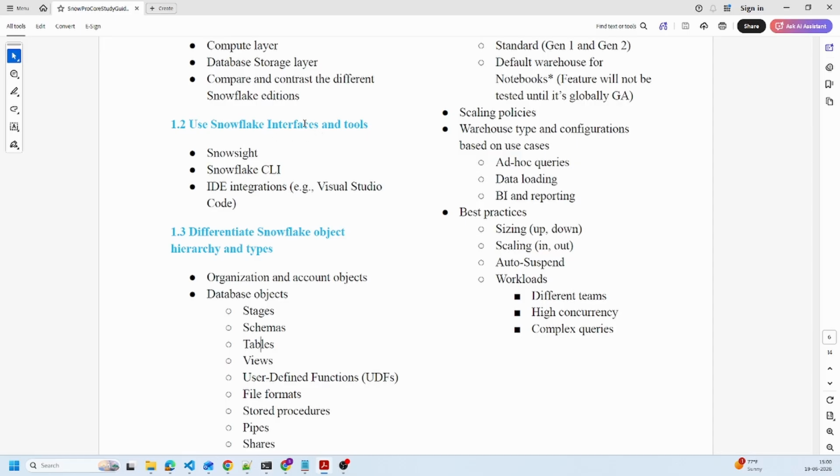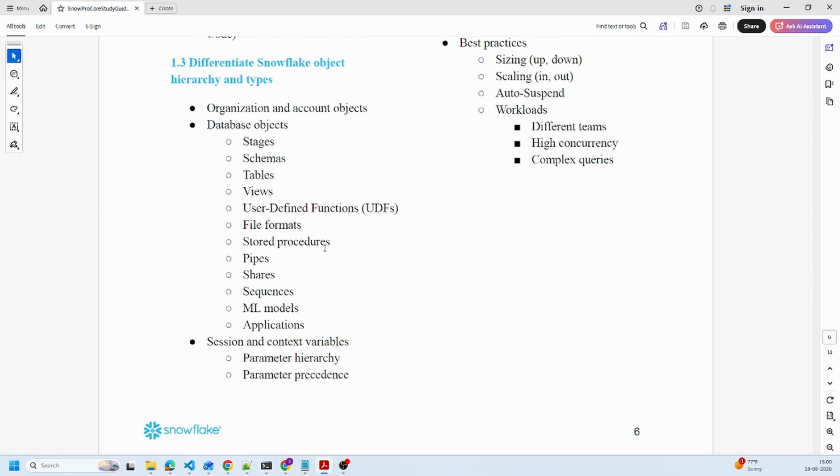Now let's switch gears a little and talk about interfaces and tools, because Snowflake isn't just SQL in a browser anymore. You've got Snowsite, Snowflake CLI, IDE integrations like VS Code. The exam doesn't test you on keyboard shortcuts or UI layout. Instead, it tests whether you understand when and why you'd use each one. Snowsite for monitoring, visualization, quick exploration, CLI for automation and scripting, IDE integrations for developer workflows. That's it. Keep it simple.